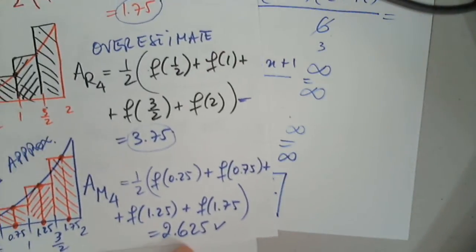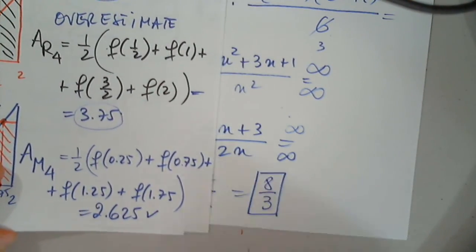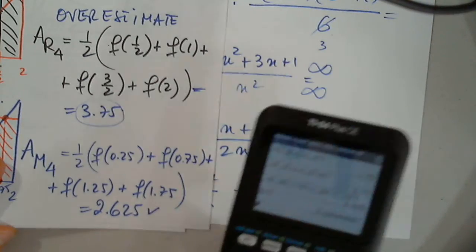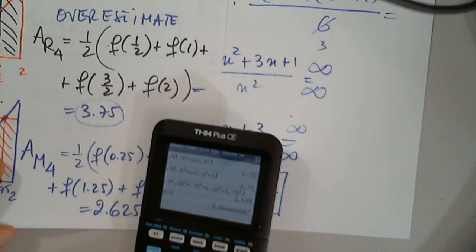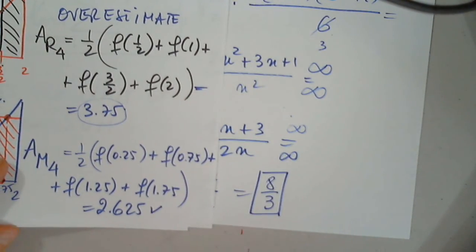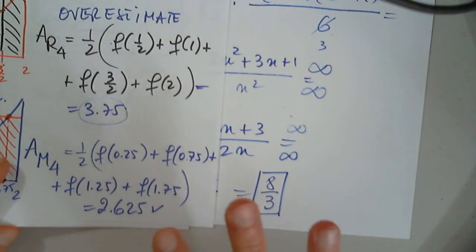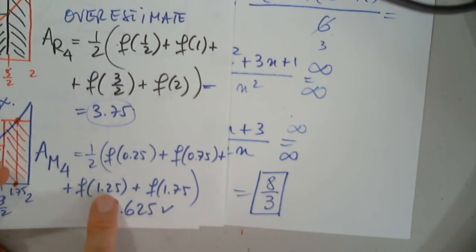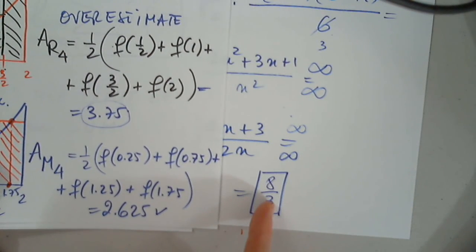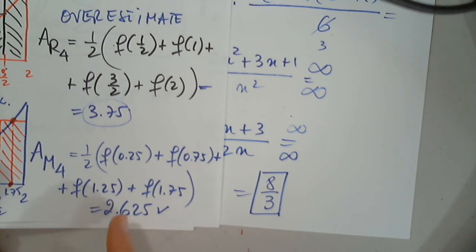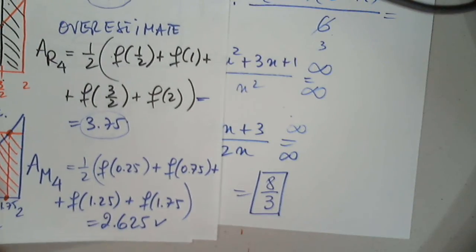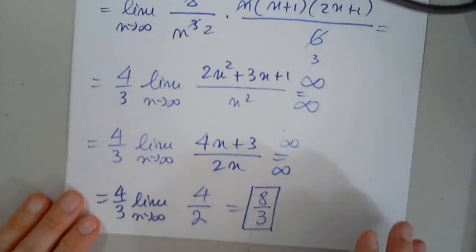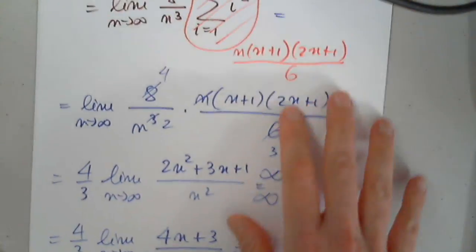So now, this was the approximation. 8 divided by 3 is 2.666666. Quite good, with only 4. So we will always approximate when we cannot determine this. We can always come up with a good estimate. But this is how the limit of the Riemann sum works.